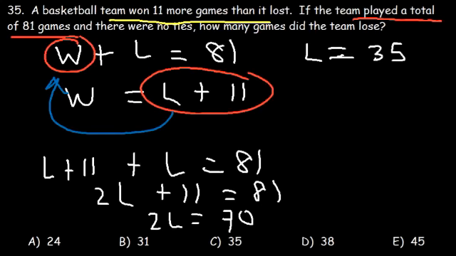So that's how many games the team lost. They lost a total of 35 games. So C is the right answer.